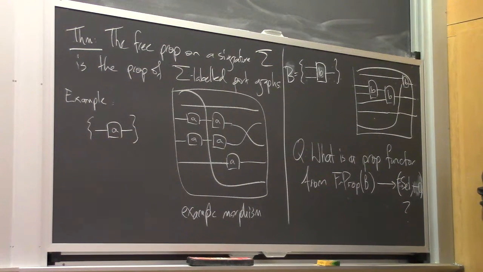Is it possible to have a functor between two symmetric monoidal categories that's not symmetric monoidal? Or what does it mean for the functor to be? Like, is that a property rather than structure? It's an additional property on the functor.